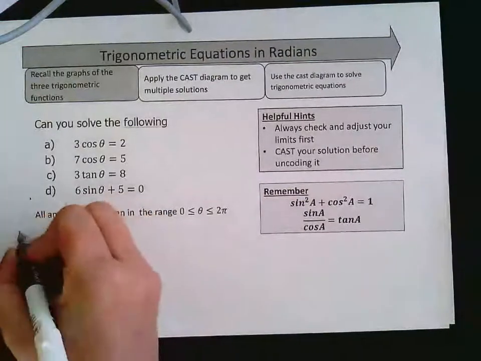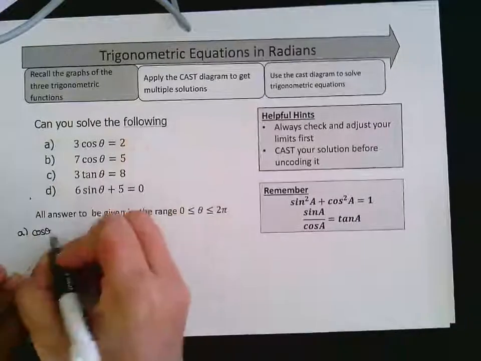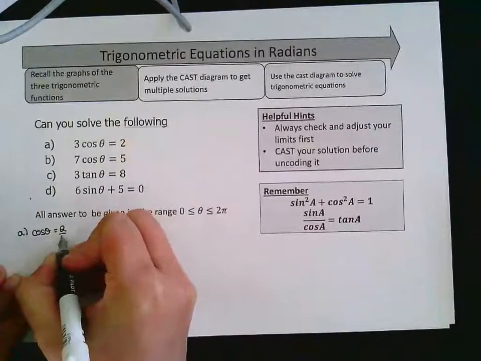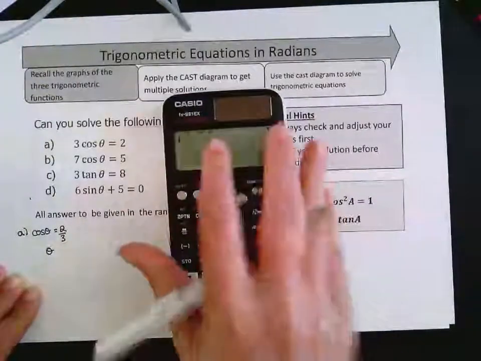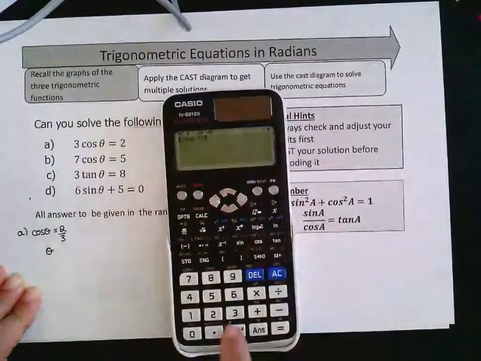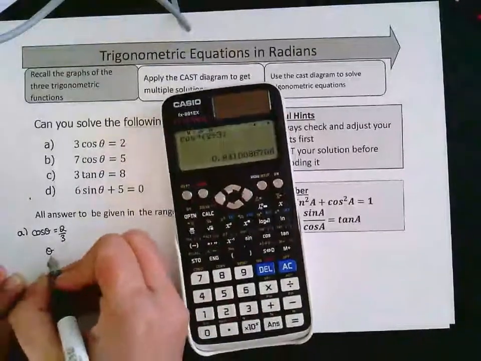Right, first one. Cos theta, the 3 is in the wrong place, so I'm going to divide by 3. My calculator is still in radian mode, so shift cos 2/3 is 0.841.